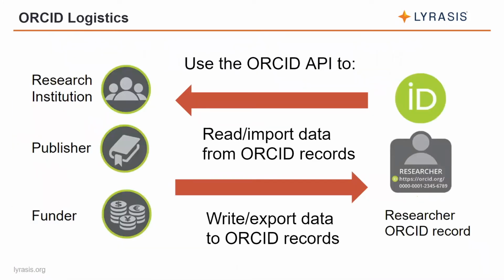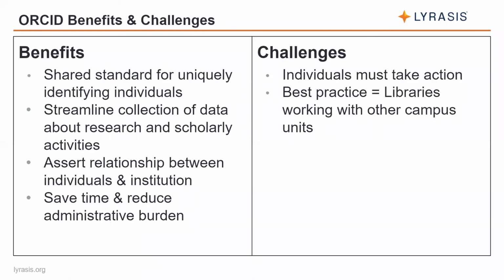Now, ORCID member organizations like libraries, funders, and publishers can use ORCID within local systems to connect with individuals' ORCID records to get information about those individuals' activities and outputs. And organizations can also add relevant information to their researchers' ORCID records.